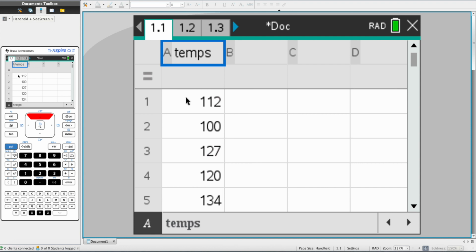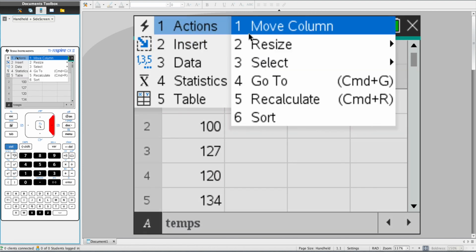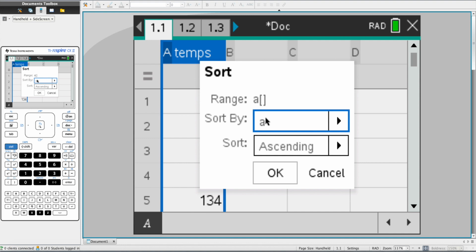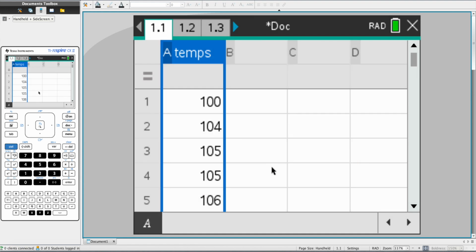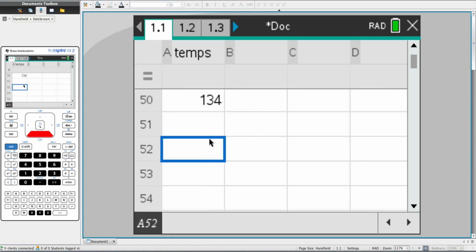On your calculator side, once you have all of your data values typed in, if you hit the menu button, and then we go to Actions, and you go down to 6, or type in Sort, you can take your data values, which are unorganized, and organize them, either in ascending or descending order. So we're going to sort column A, that's the one that we have data in, in ascending order, and I can hit OK. And now everything goes from the lowest value all the way to the highest value, which is a fast way of being able to find the range of your data set.